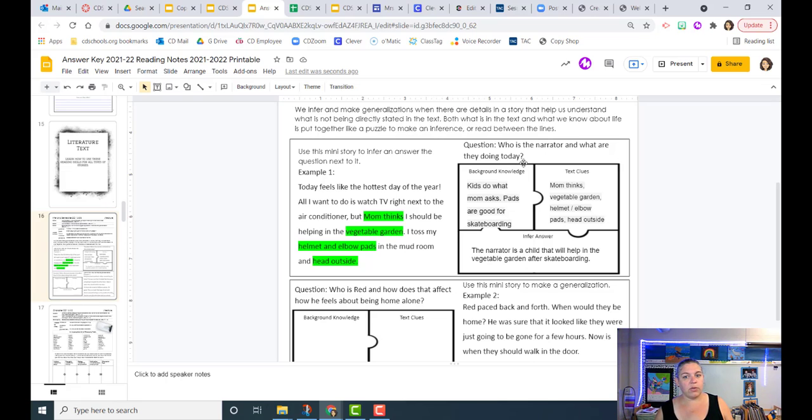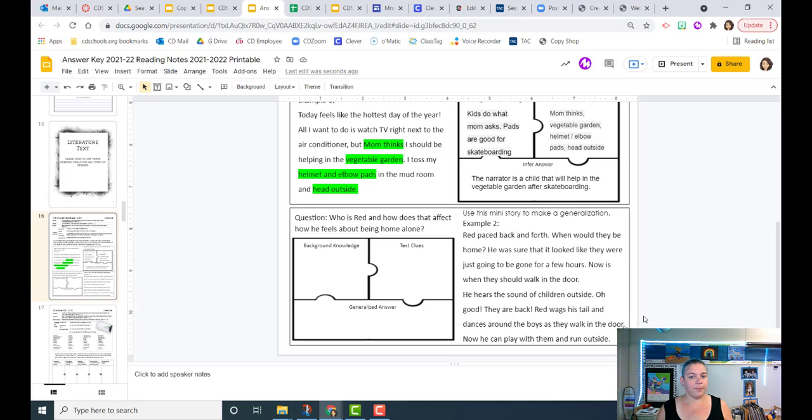So look at this POQ. I use part of the question to start off my answer. The narrator, and I need to say that's who they are. So the narrator is a child, answer that part. And what were they doing? Helping in the vegetable garden after skateboarding. So make sure that you have this all written down in your puzzle pieces.